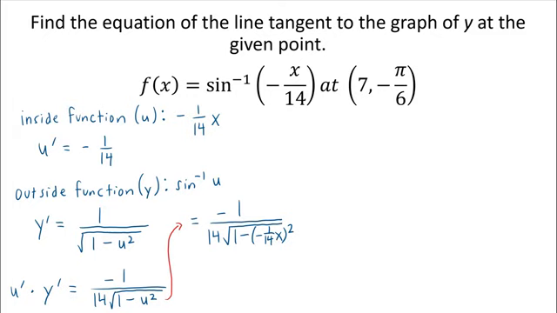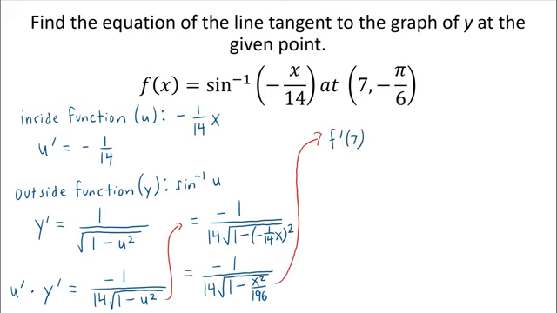Now we need to go back to terms of x instead of terms of u. So everywhere we see u in the derivative, we're going to plug in negative 1/14 x, or negative x over 14. And that gives us negative 1 over 14 times the square root of 1 minus x squared over 196.